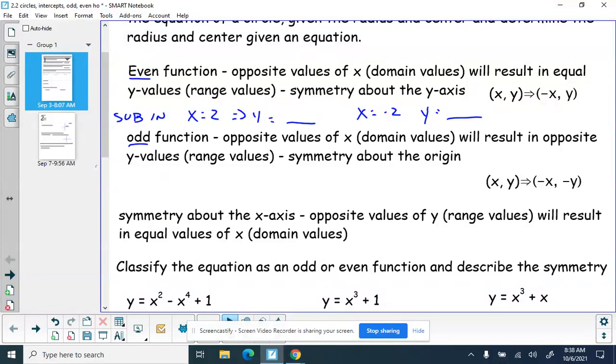And this will result when opposite values from y, range values, will result in equal values from the domain.